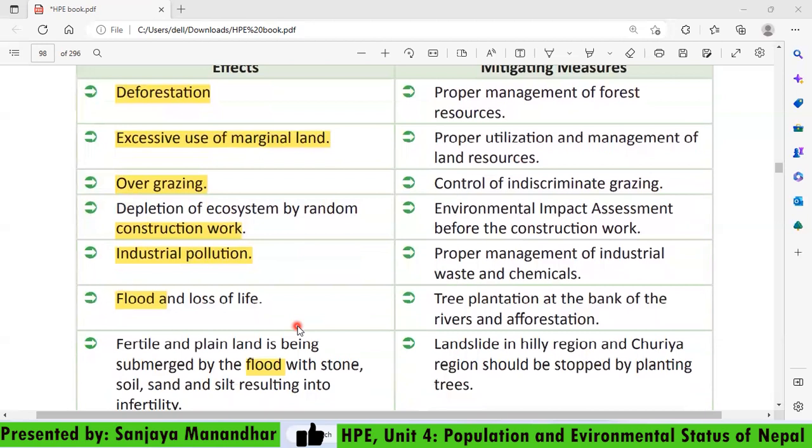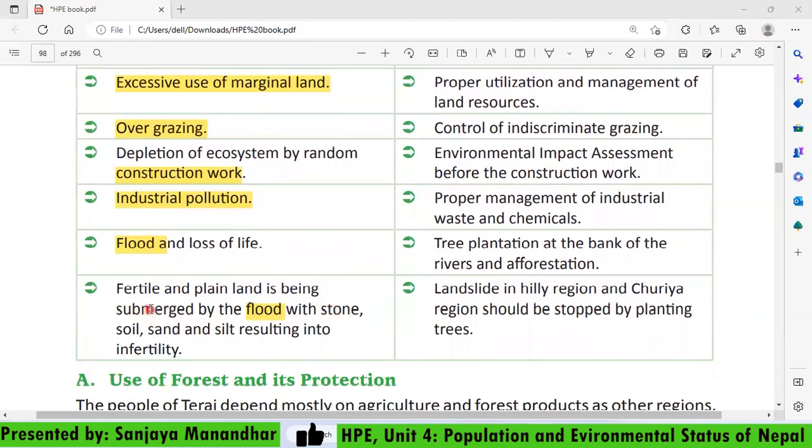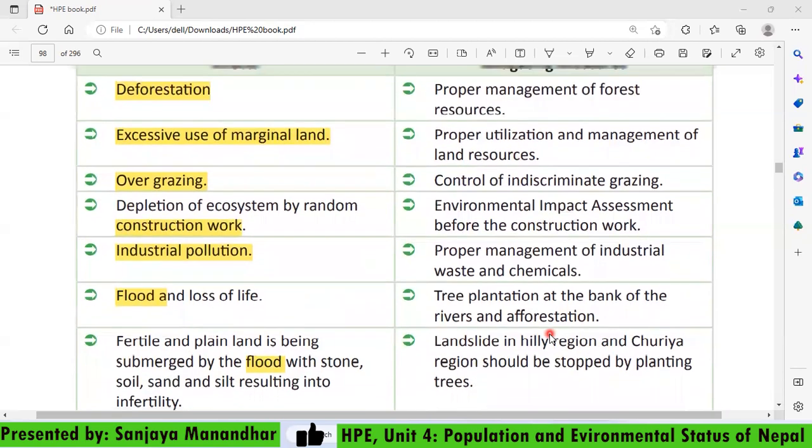Similarly, industrial pollution is another unique problem of this Tarai region. For that, proper management of industrial waste and chemicals should be done. And flood is another human activity impact. For that, tree plantation at the bank of rivers and afforestation. Similarly, fertile and plain land is being submerged by the flood with stone, soil, sand and silt, resulting into infertility. Look at this one problem. And landslide in hilly region should be stopped by planting trees. So this is the solution.